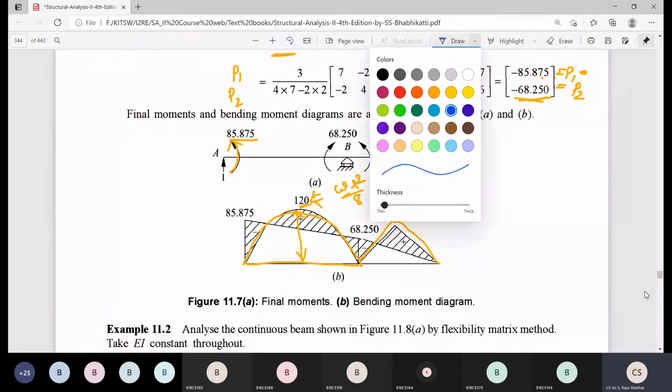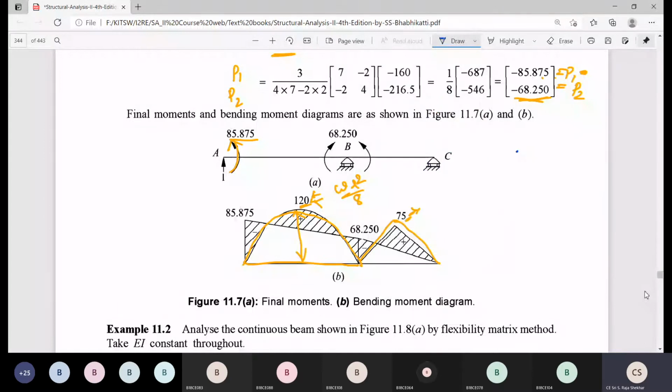The end moment we are getting is 85.875. Just locate a point here. And at point B we have 68.250. Just locate it here. Anyhow, this is the roller support. For the roller support, the bending moment is 0. Just join these 3 points. So this will be the fixed end moment diagram.